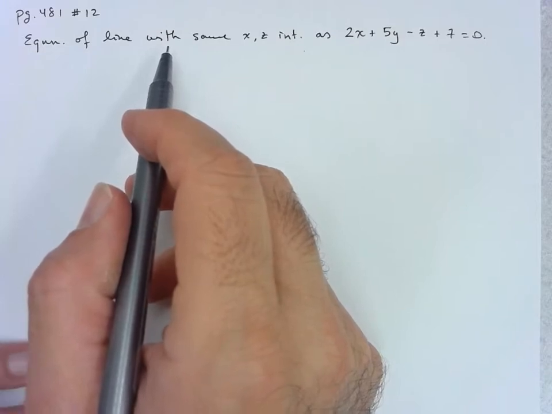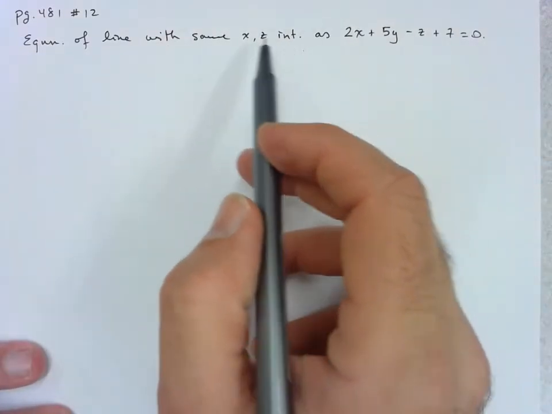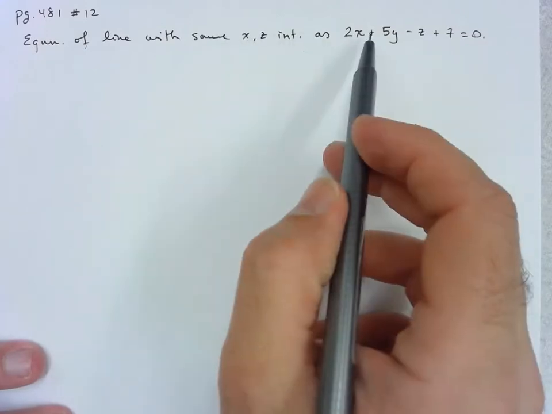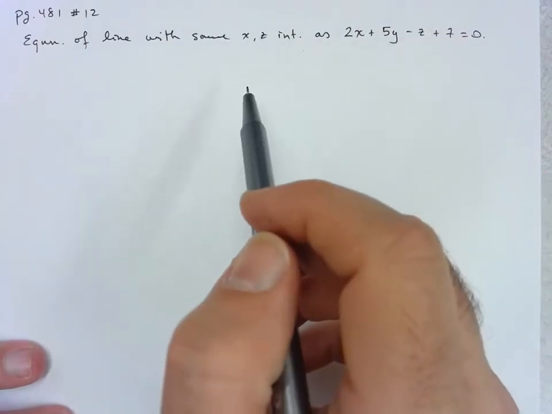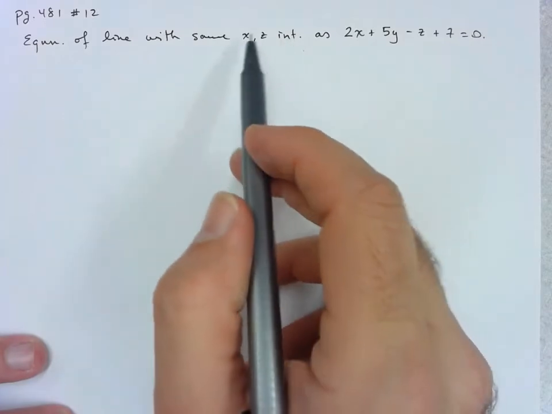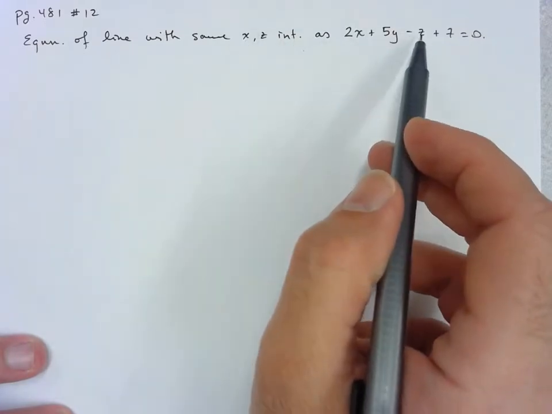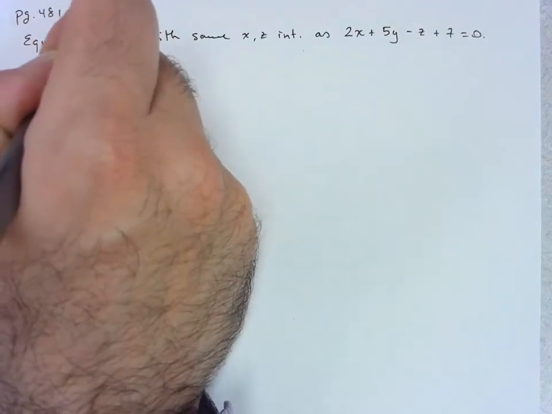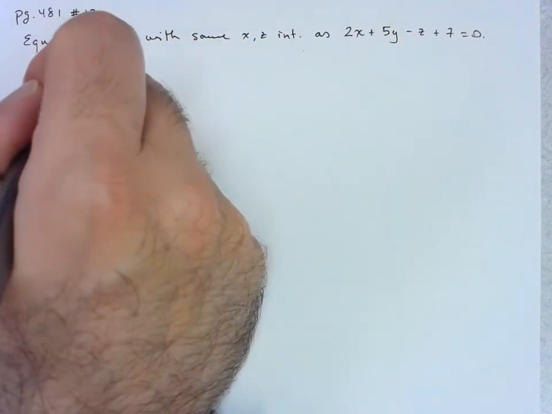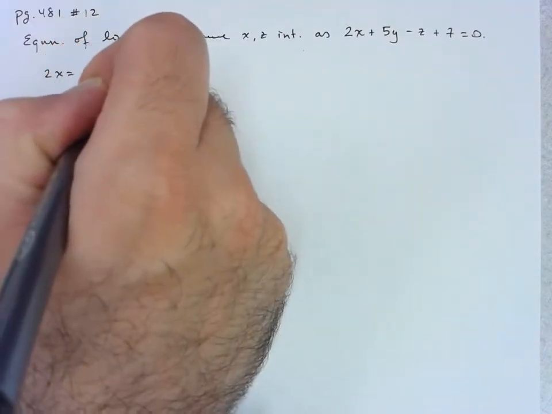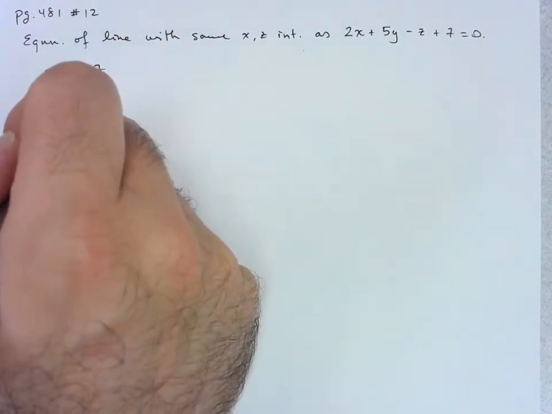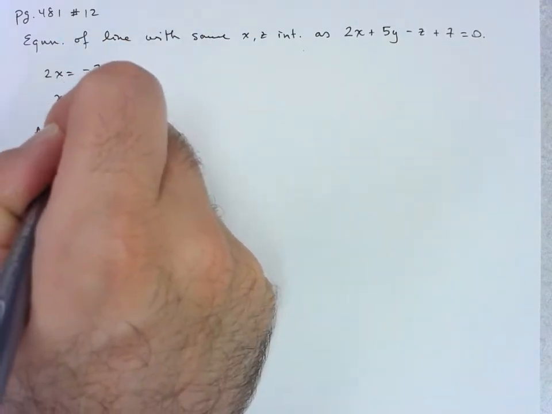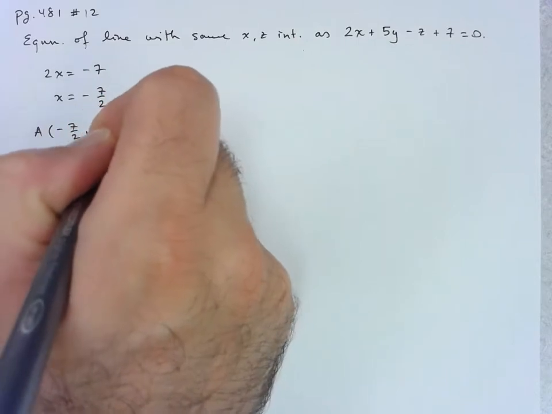Okay, so let's start by finding a couple of points, because we can find the x and z intercepts of this plane. To find the x-intercept, we just set y and z to be equal to 0. So we've got 2x equals -7, bringing that 7 to the other side. So x is equal to -7/2.